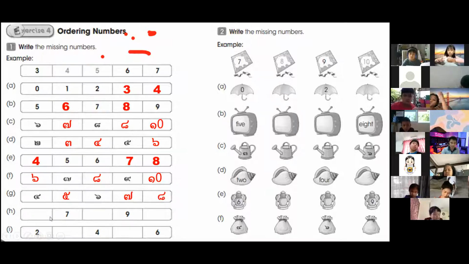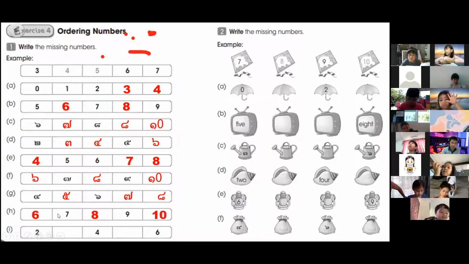Okay, now letter H. What number comes before number 7? Before number 7, what number? And between 7 and 9, what number? Okay, before number 7 is number 6. And between number 7 and number 9 is number 8. And after number 9 is number 10.